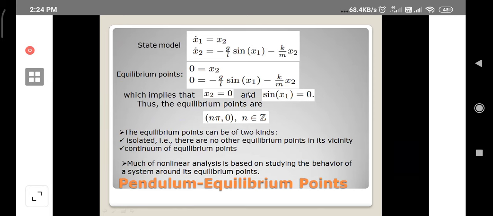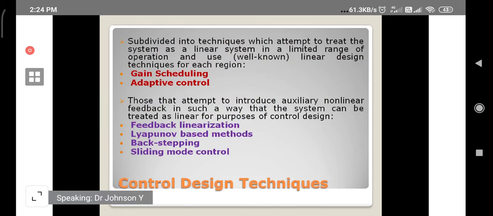Then another topic, control design techniques topics. Sir, what is the time now? Sir, we have reached the last 5 minutes, so we will take a few questions and conclude today's session.